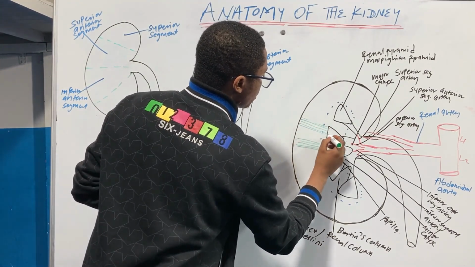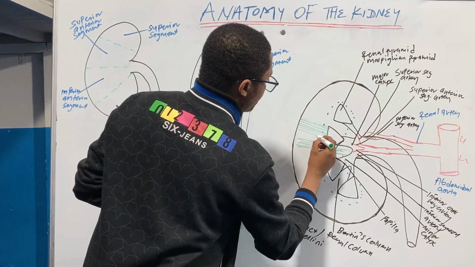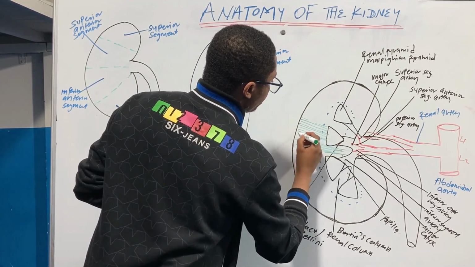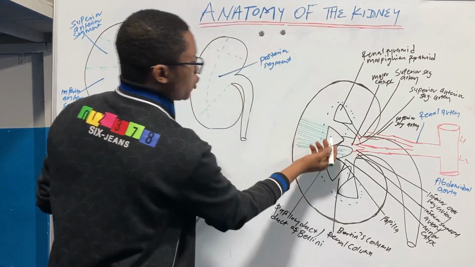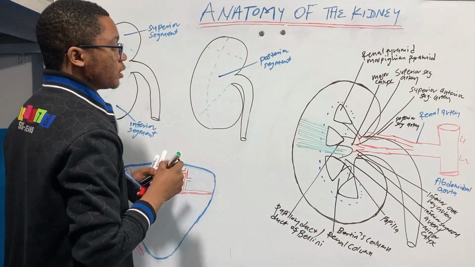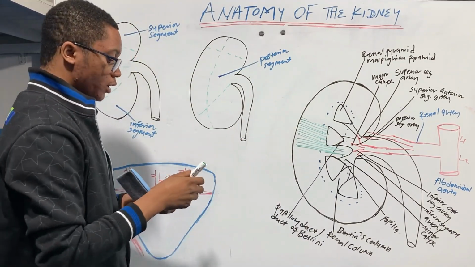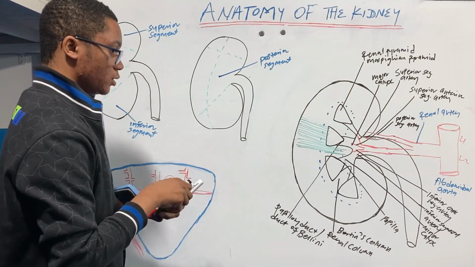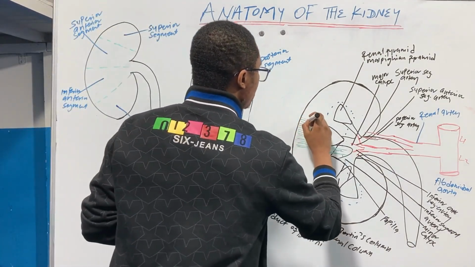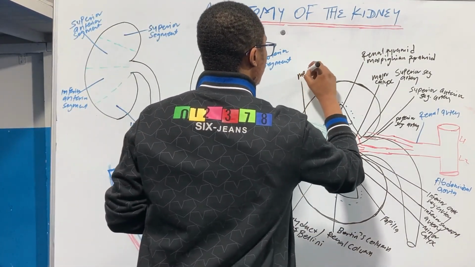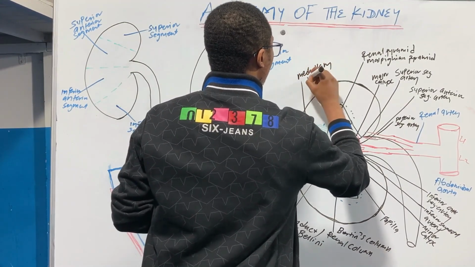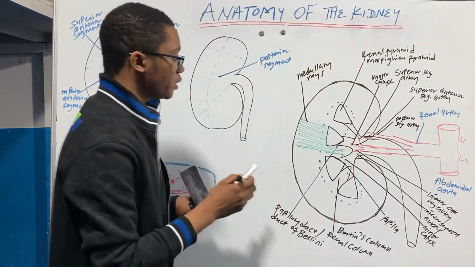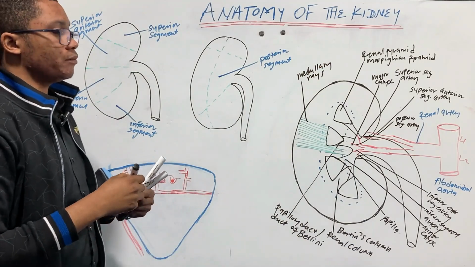There are some projections from the base of the renal pyramid towards the cortex. These are called the medullary rails.